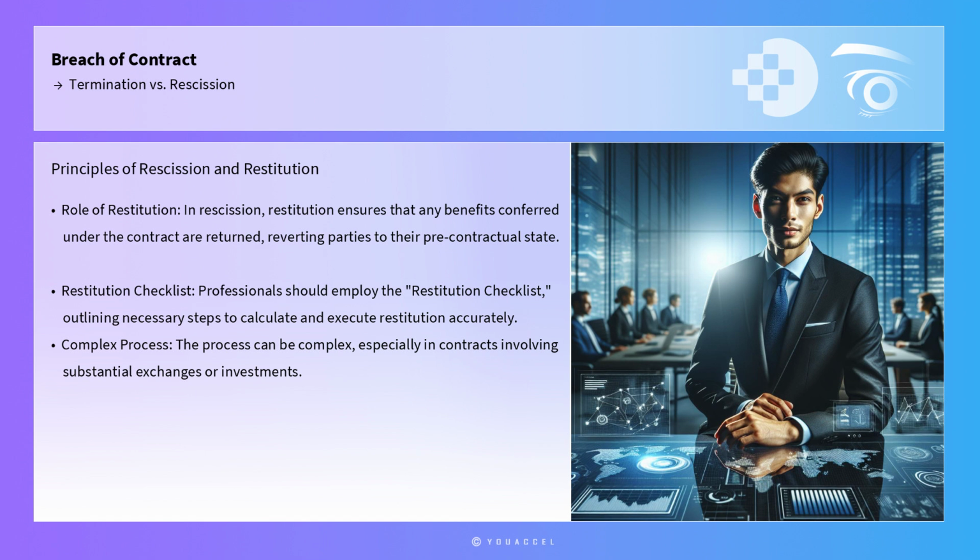In rescission, the principle of restitution plays a critical role. Since rescission aims to revert parties to their pre-contractual state, restitution ensures that any benefits conferred under the contract are returned. This process can be complex, especially in contracts involving substantial exchanges or investments. Professionals should employ the restitution checklist, a tool that outlines the necessary steps to calculate and execute restitution accurately. This checklist includes assessing the value of benefits received, determining the feasibility of returning goods or services, and addressing any partial performance complications.